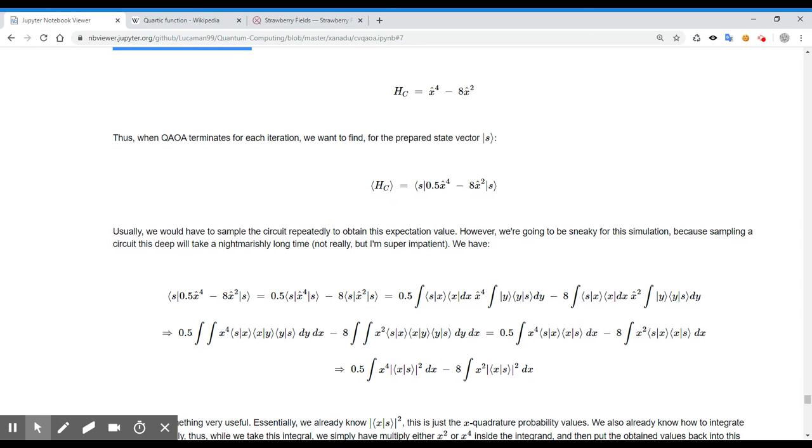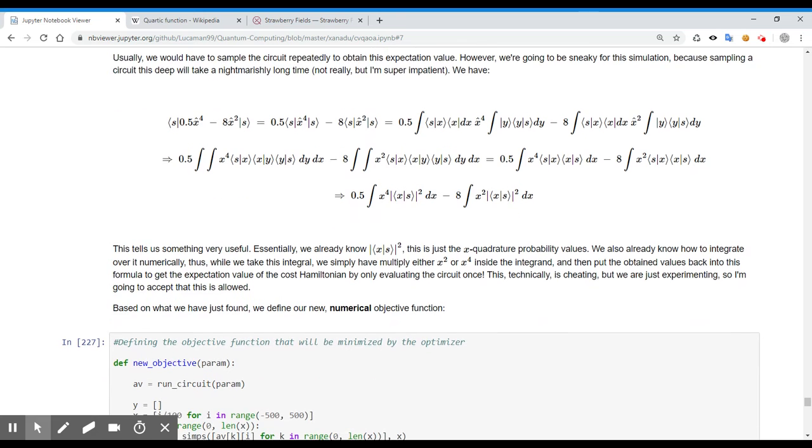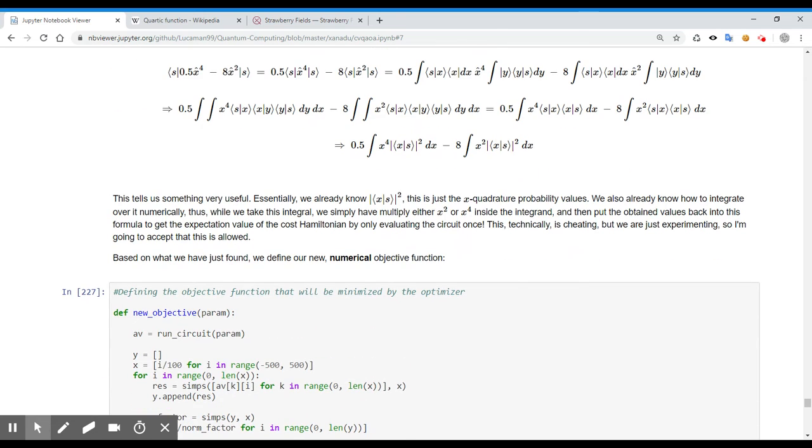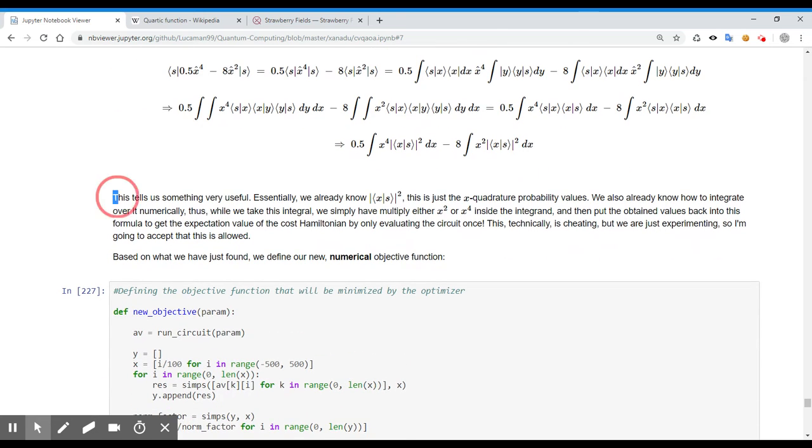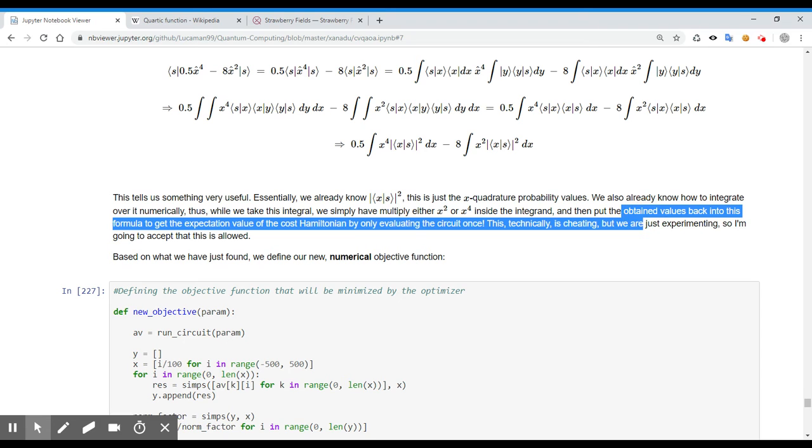Okay, so this tells us something very useful. Essentially, we already know this is just the x quadrature probability values. We also already know how to integrate over it numerically. While we take this integral, we simply multiply either this or that inside the integrand. This technically is cheating, but we're just experimenting, so I'm going to accept this as allowed.